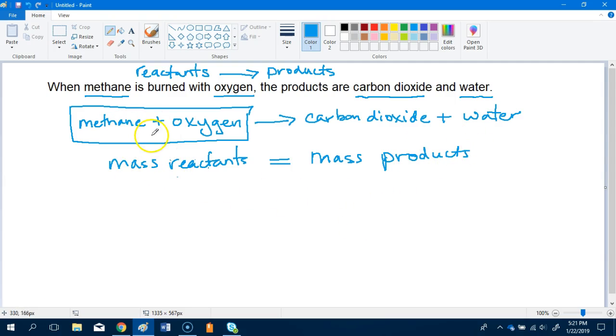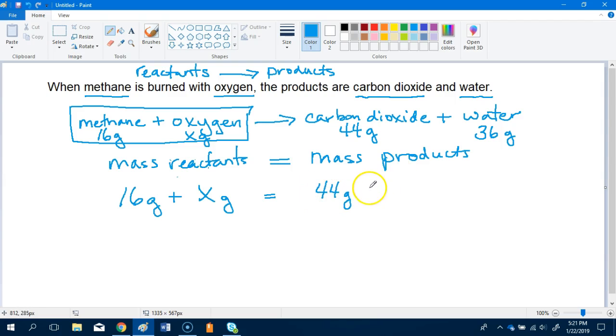So back to the question, they say that when they measured out the products, they had 36 grams of water and 44 grams of carbon dioxide, and they knew that they started out with 16 grams of methane. What they don't know is how many grams, so X amount of grams of oxygen was burned with that methane, and that's what you need to find out. So in math language, that 16 grams added to our unknown X of oxygen is going to equal the mass of the products, so 44 grams of carbon dioxide plus 36 grams of water.